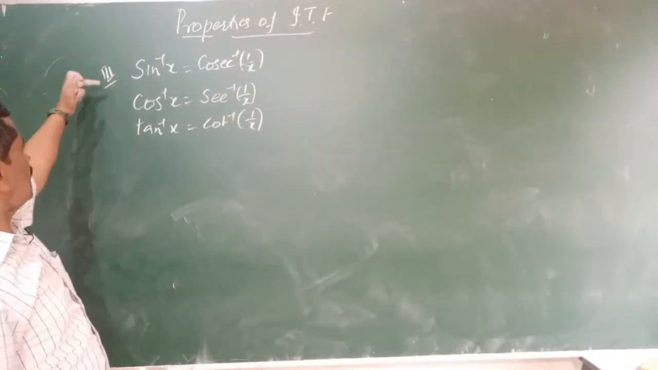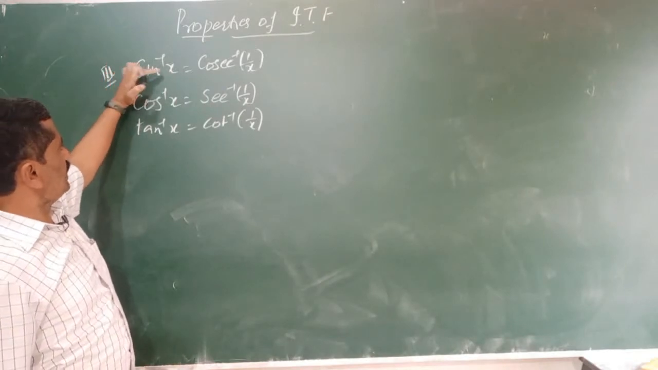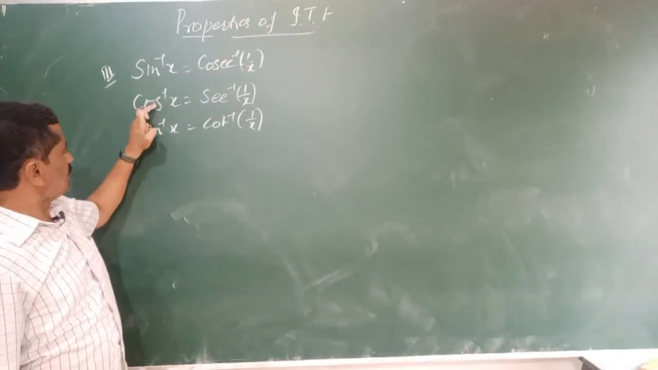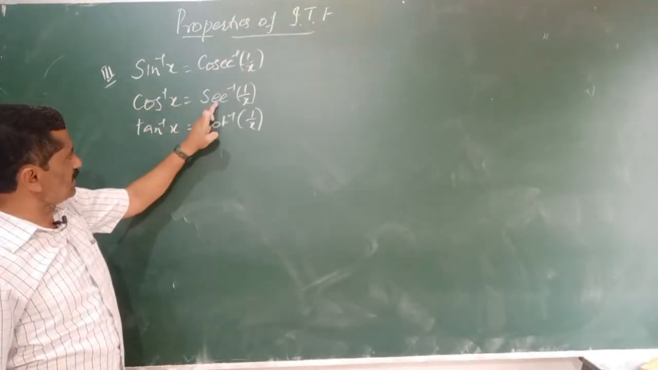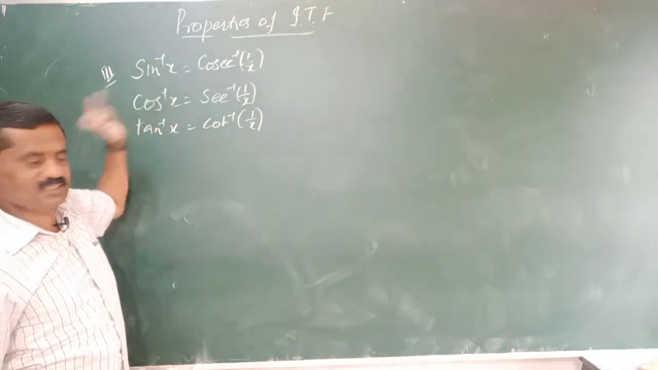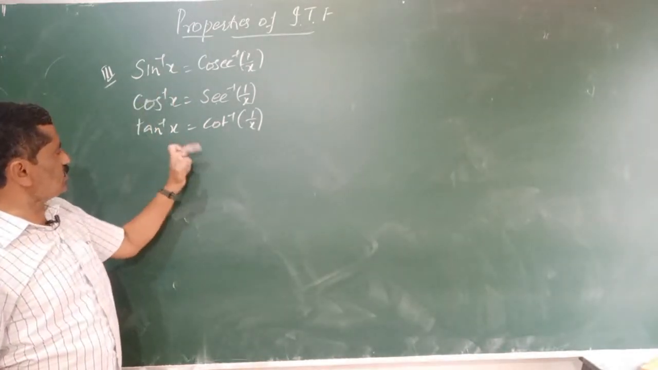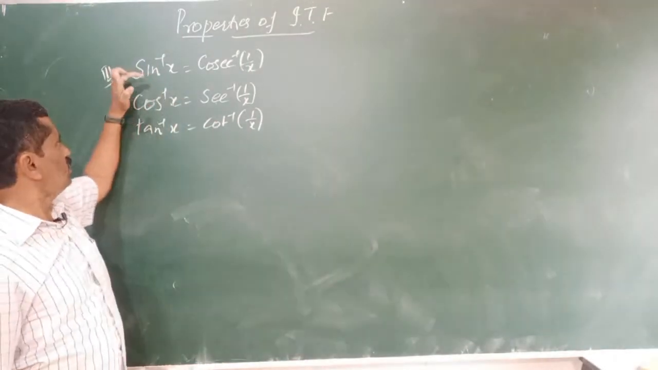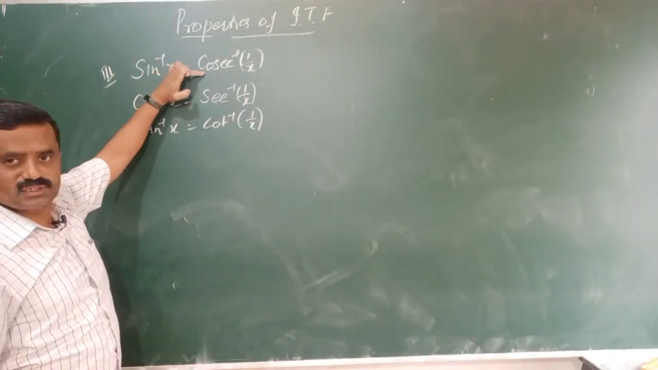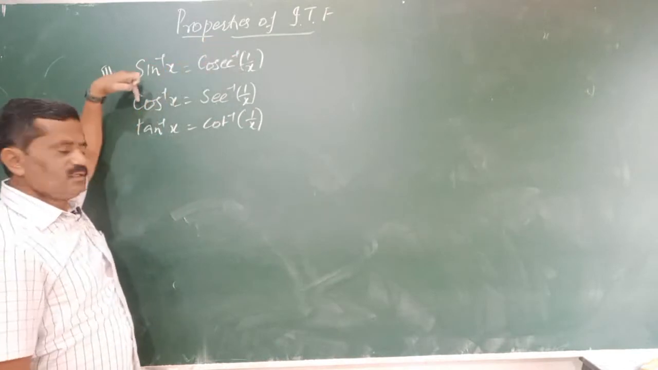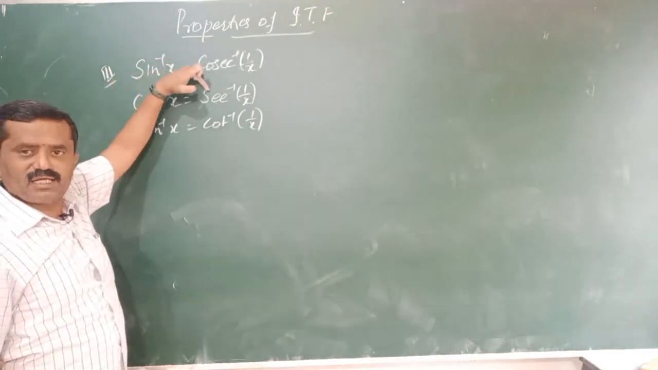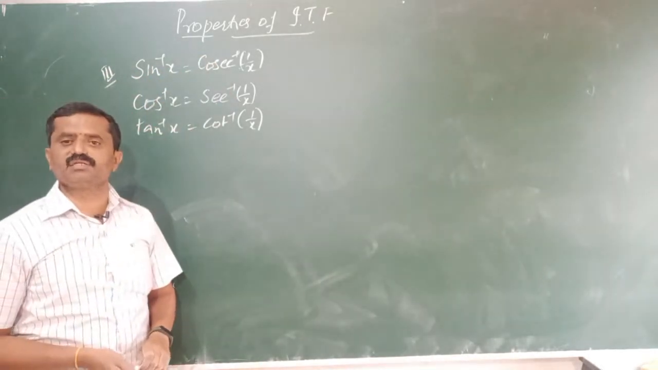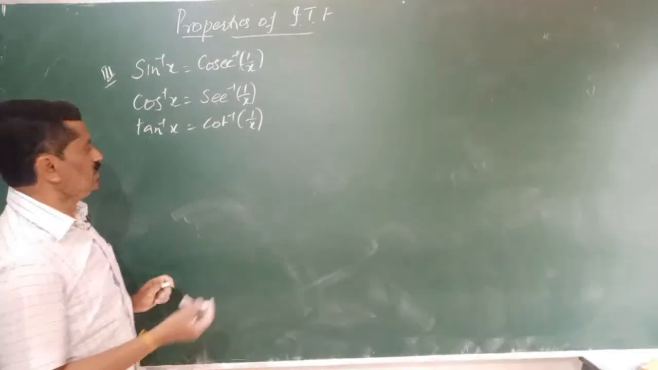Next property, that is third property, we have sin inverse x is equal to cosecant inverse 1 by x. Cos inverse of x is equal to secant inverse of 1 by x. Again, tan inverse of x is equal to cot inverse of 1 by x. Okay. We will prove one by one.